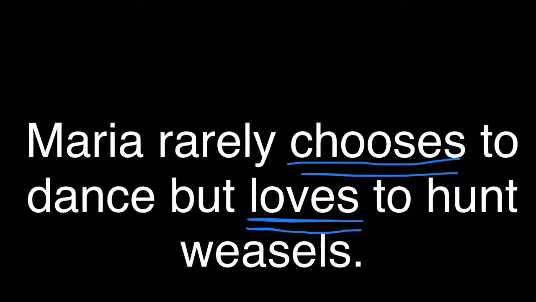For this exercise, you will be identifying the subject by underlining once and the predicate by double underlining in these sentences. Marina rarely chooses to dance, but loves to hunt weasels. The first thing I identify is the first verb, which is chooses. Then I notice that there are more verbs in the sentence. For example, loves. So I'll double underline loves.